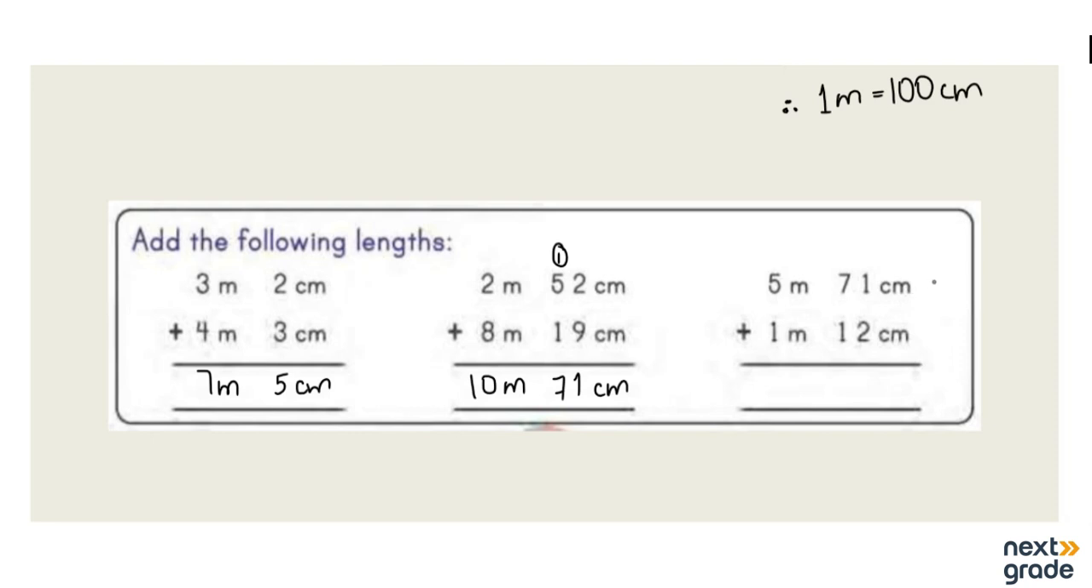Okay, so let's look at the other example, that is 5 meters and 71 centimeter and 1 meter and 12 centimeter. ठीक है, तो it's very easy. 1 plus 2 is 3. 7 plus 1 is 8. ठीक है, 83 centimeter and 5 plus 1 is 6 meter. So this is how you can do the addition of different numbers using the same units.